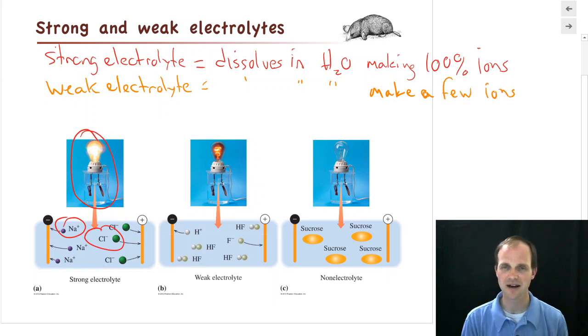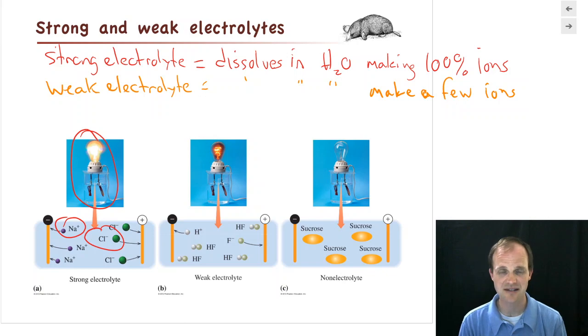Most of them don't make ions. And you're like, well, how can that happen? We just talked about how the water dissolves things. It turns out that a lot of acids, so acids that you might run across, vinegar is acetic acid. Most acids, when they dissolve in water, stay as an acid. Now, we're going to use HF down here as an example.